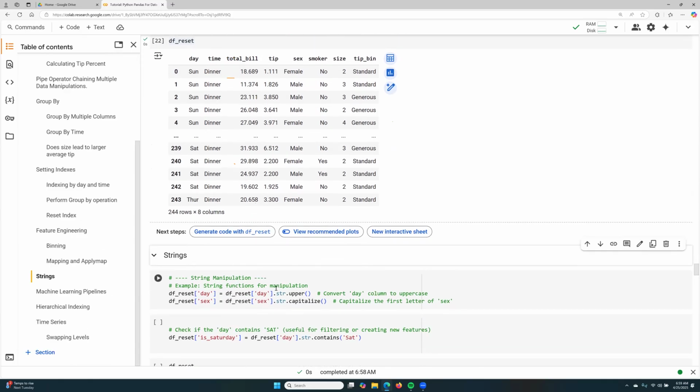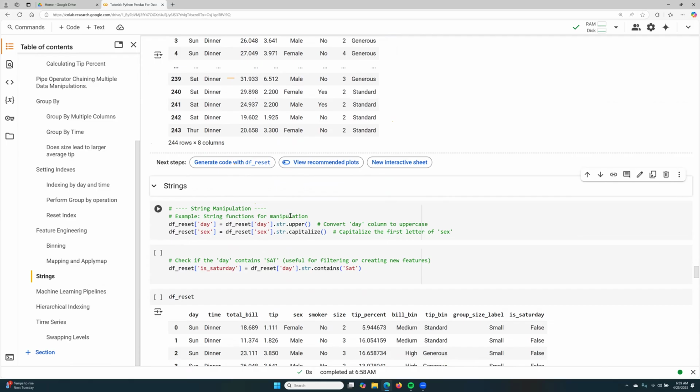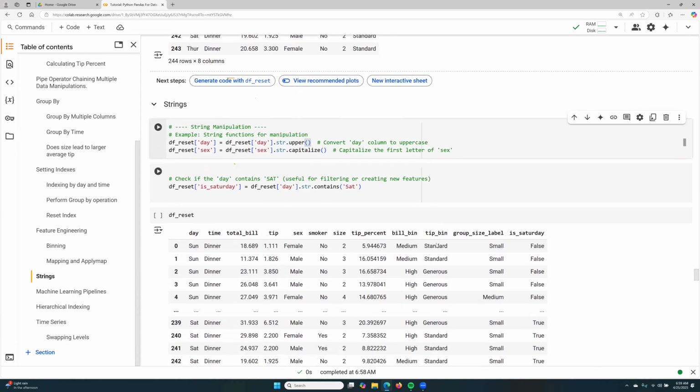There are going to be times when you're going to want to do string manipulation, and this could be for a number of reasons. Most NLP applications require string manipulation, so it's important. And Python has some string commands. Like we could do an upper, where we convert the day column to uppercase. We could do capitalize, where we capitalize the first letter of sex, female, male, and then we convert day to upper.